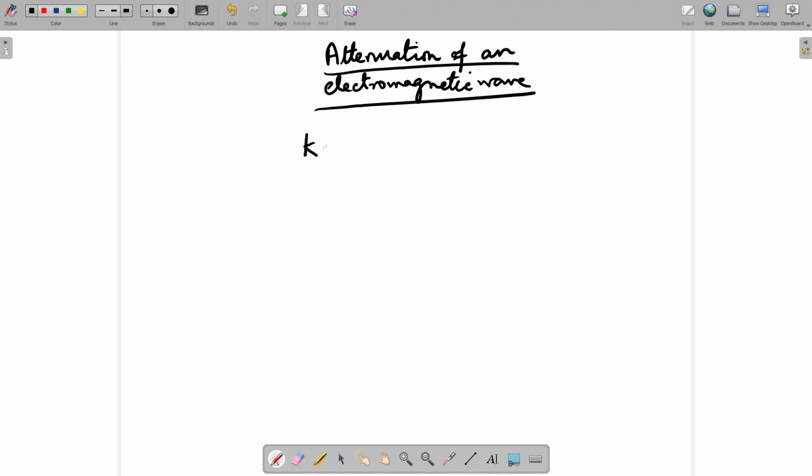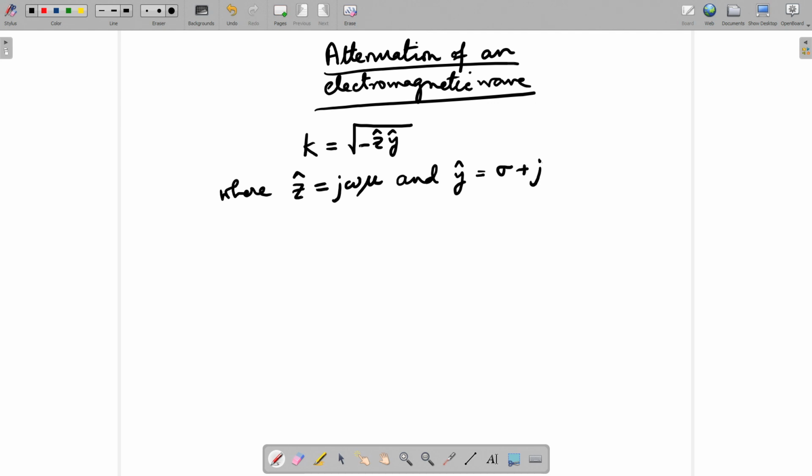So, we know that the propagation constant is given by root of minus Z cap Y cap, where Z cap is j omega mu and Y cap is sigma plus j omega epsilon for a medium with finite conductivity.